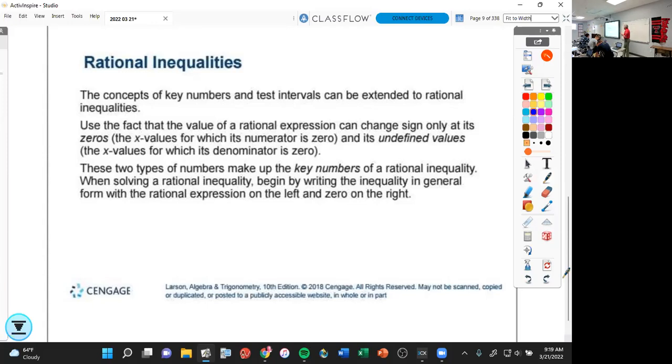When solving a rational inequality, begin by writing the inequality in general form. What does general form mean? You get everything on one side and a 0 on the other. Okay? If you have a 0 on the right side, and everything else on the left side, that's going to be general form. So put it in general form with the rational expression on the left and the 0 on the right.